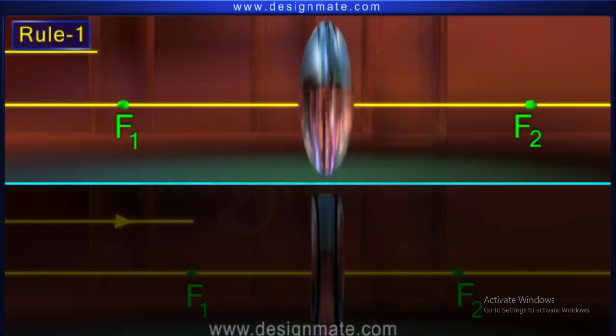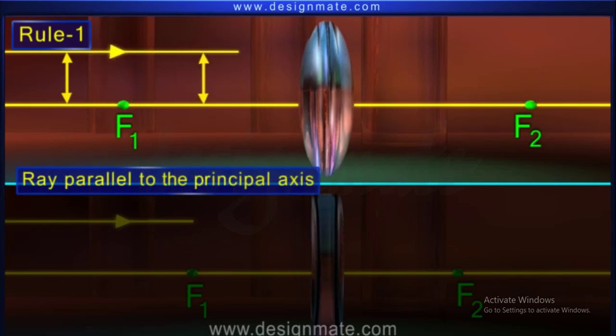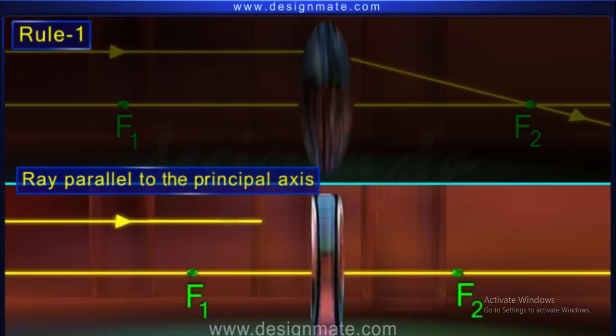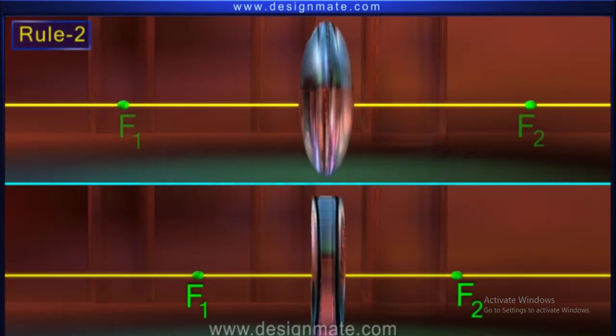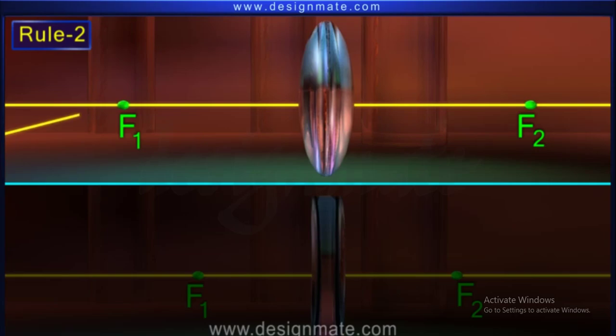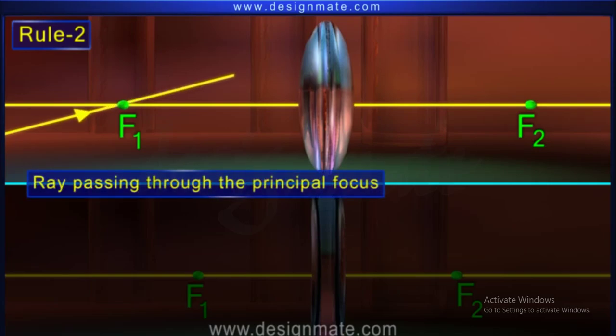1. A light ray which is parallel to the principal axis, after refraction from the convex lens, passes through the principal focus on the other side of the lens. In the case of a concave lens, the ray appears to diverge from the principal focus on the same side of the lens.